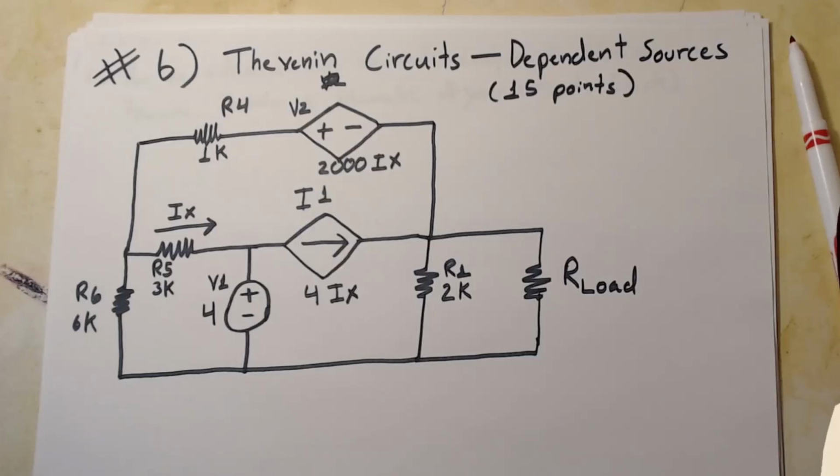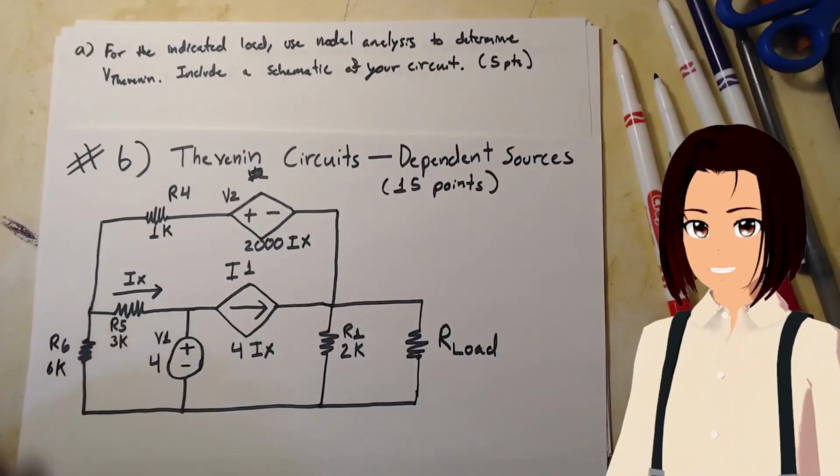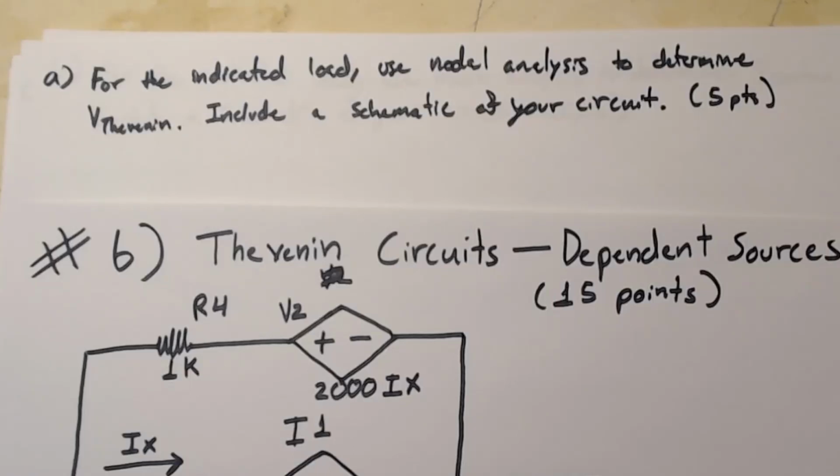So this is a Thevenin circuit with dependent sources, and there are 3 parts to this question, and we're going to get our hands dirty. Part A says, for the indicated load, use nodal analysis to determine Thevenin. Include a schematic of your circuit, worth 5 points.